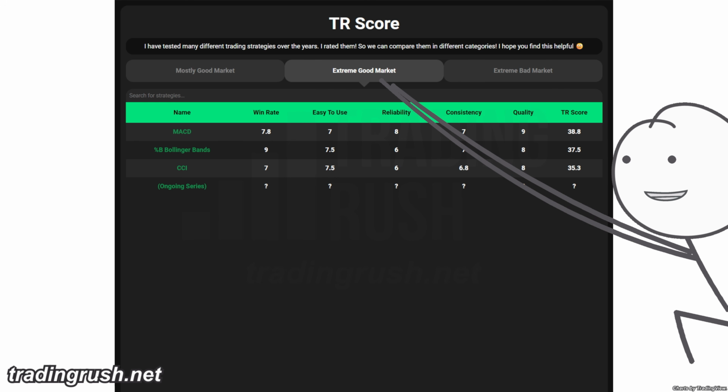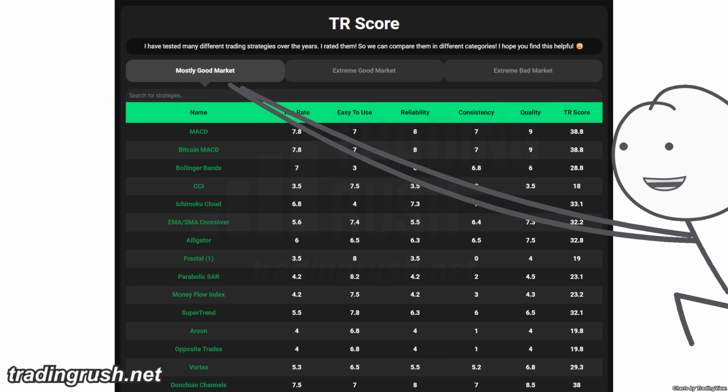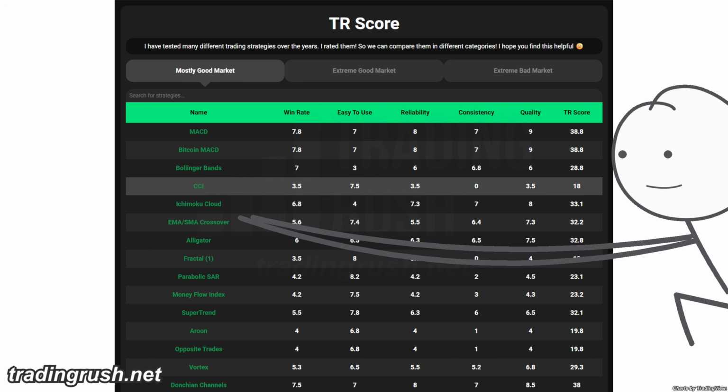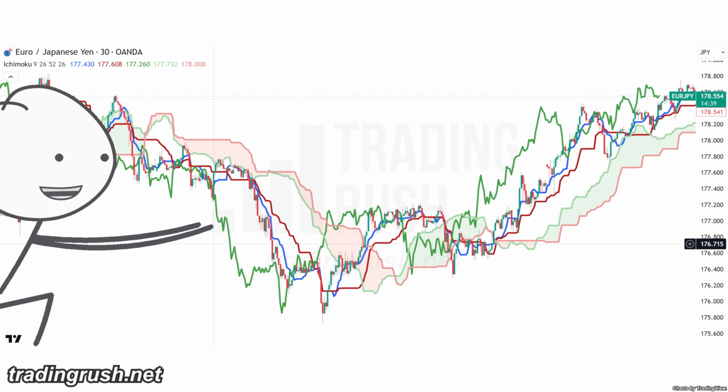But I want to see how high the win rate can go if I take 100 trades in an extremely good market. Not only that, I want to see how low the win rate can get if I take another 100 trades in an extremely bad market. Then we can compare it with the data from the mostly good market and see the quality of trades and other things. Now don't be scared when you see this indicator.